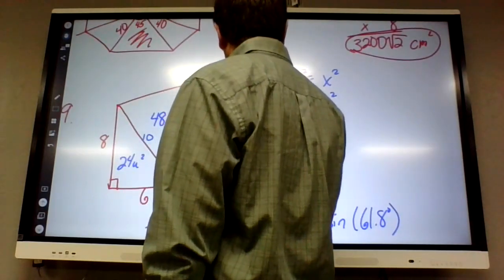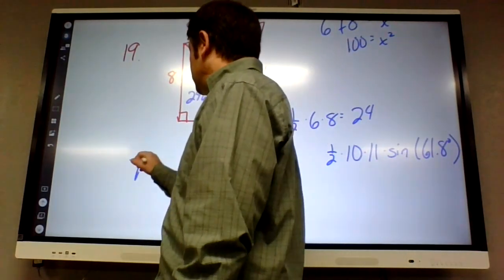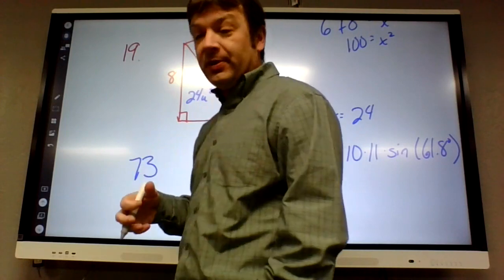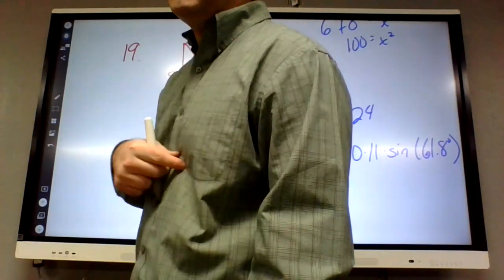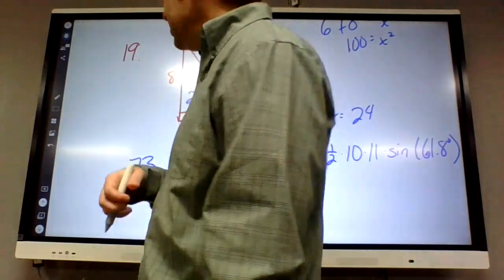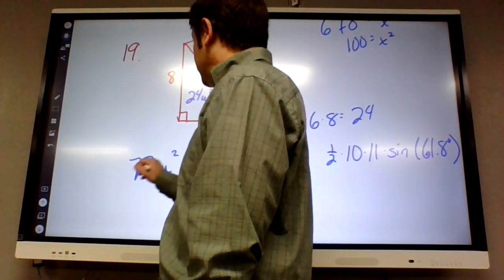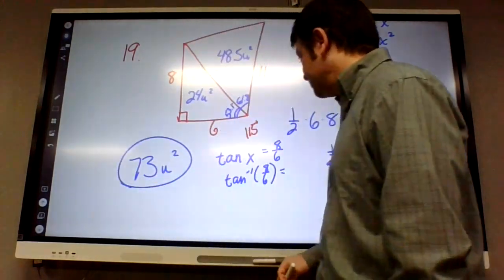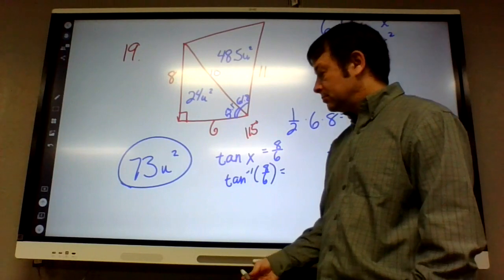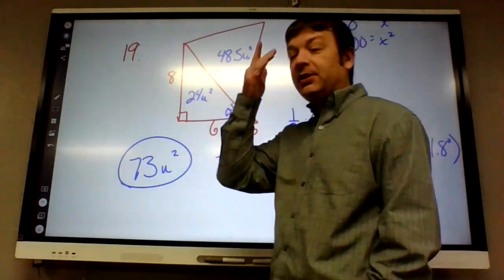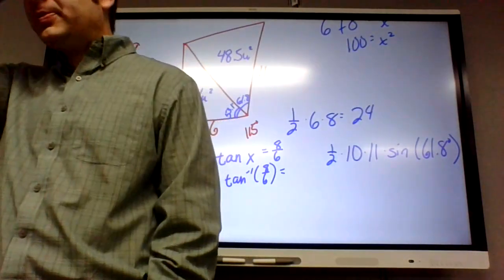So, yeah. They're kind of vague on what place to round these to. Oh, it does say the nearest unit. So, 73 units squared. It does say round to the nearest unit, which means the ones place.